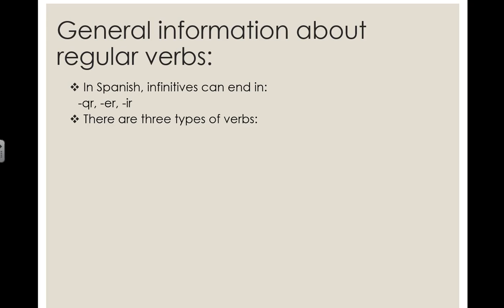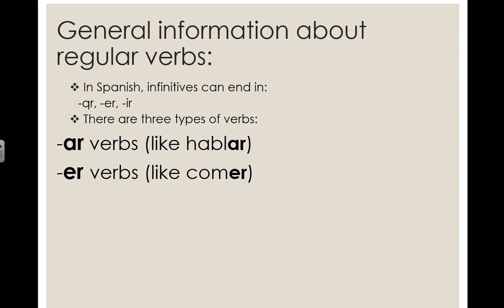Now, we categorize verbs in Spanish according to the ending they have. So we say that there's three types of verbs. There's AR verbs, like the verb hablar. There's ER verbs, like the verb comer. And then there's IR verbs, like the verb vivir.